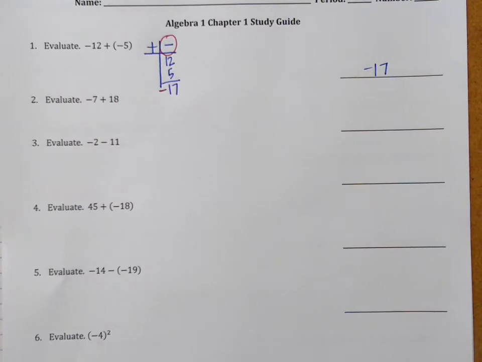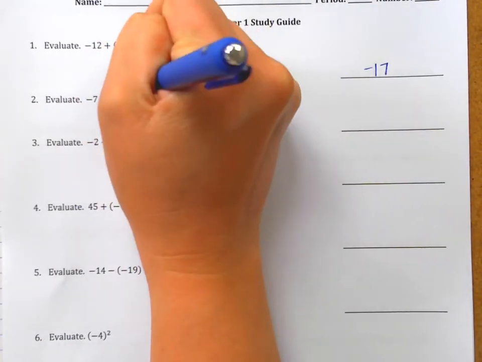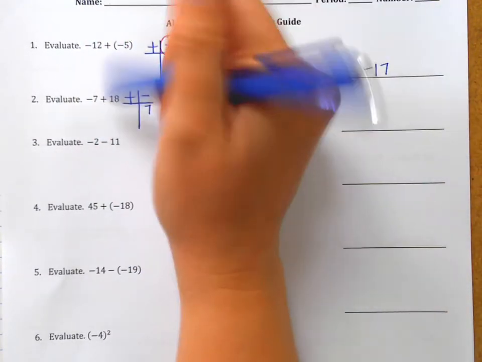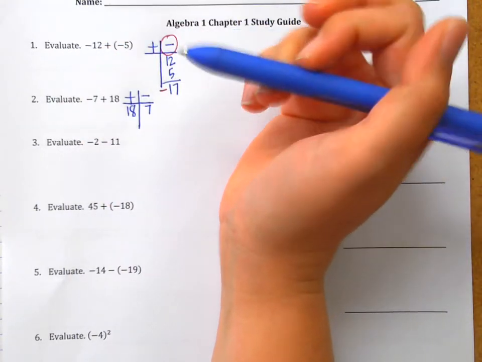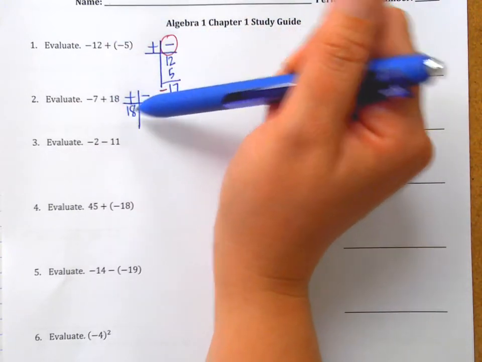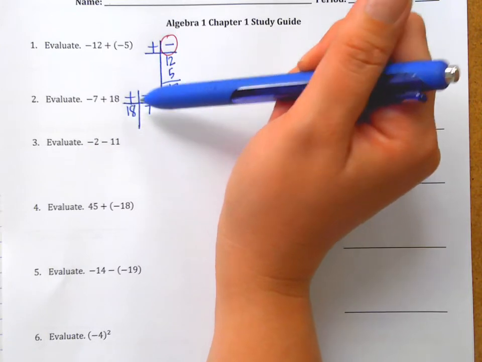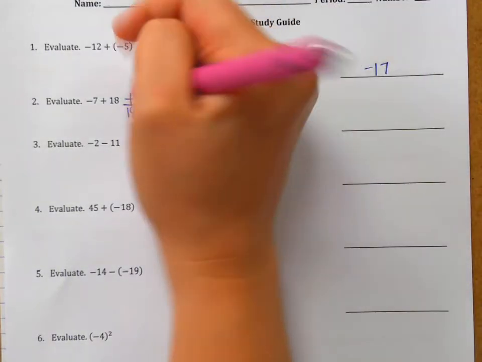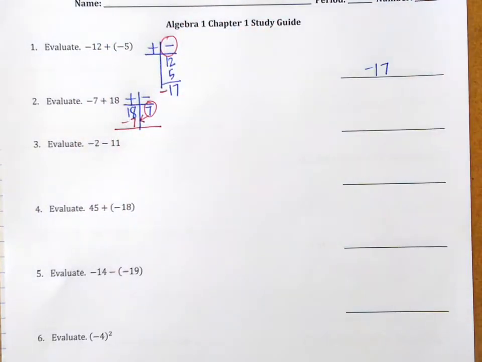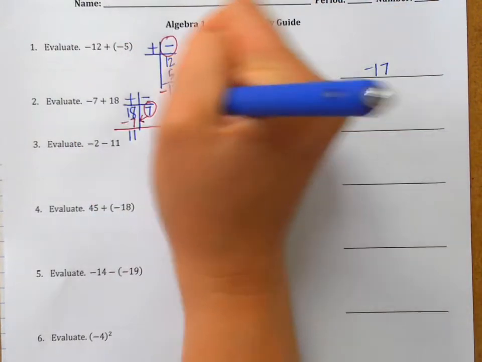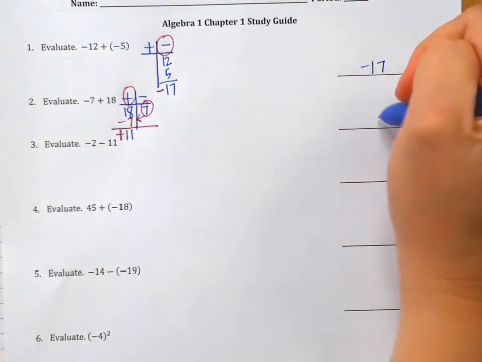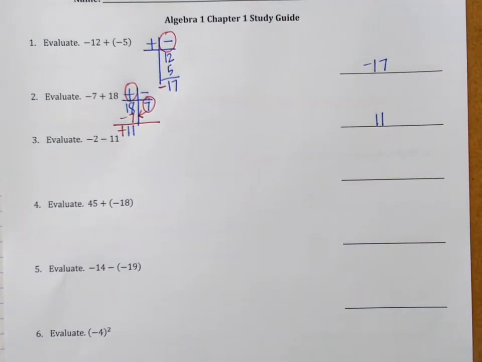So when we use that method, again, we're going to have a positive column and a negative column. 7 is a negative number, so it's going to go in the negative column. 18 is positive, it's going to go in the positive. So when they are in different columns, you're going to look to see which is bigger, 18 or 7. 18 is bigger, so we're going to move the 7 over, and we're now going to subtract it. 18 minus 7 is 11. And it's in the positive column, so it's a positive 11, just like we got in the calculator.